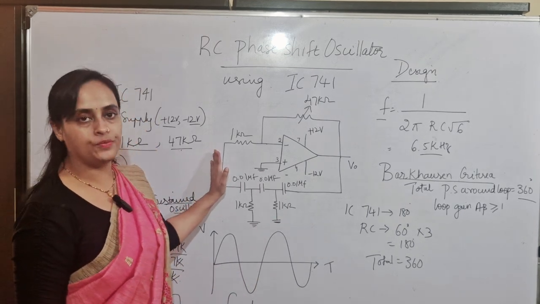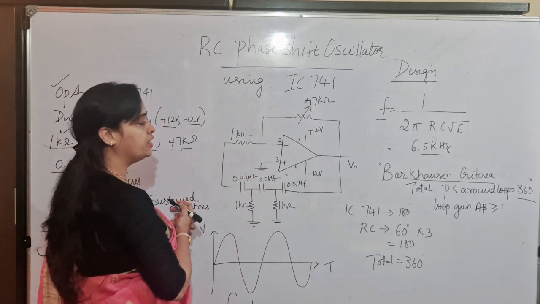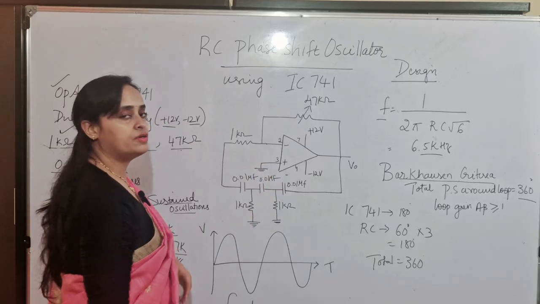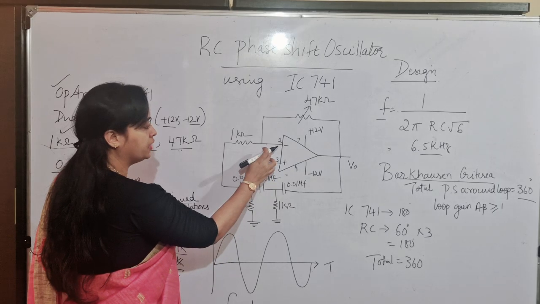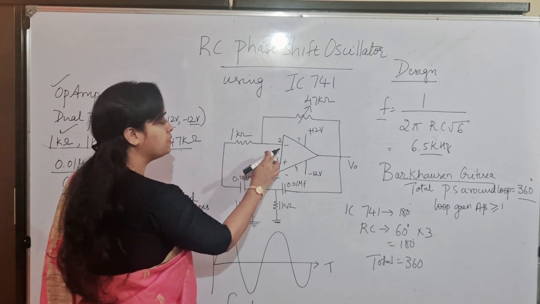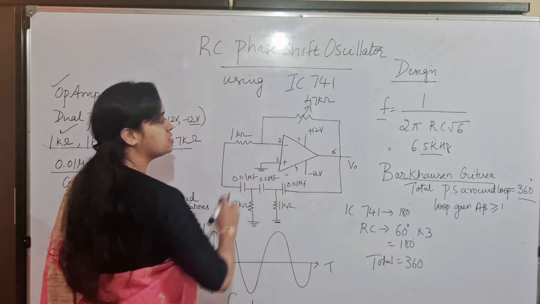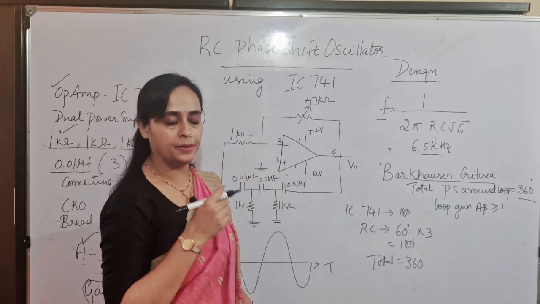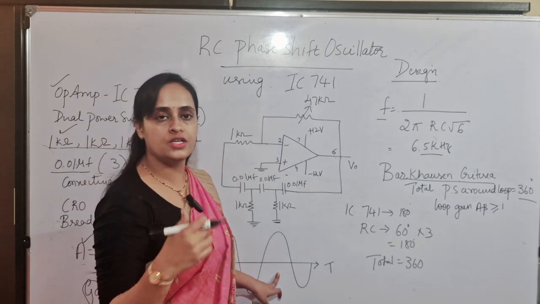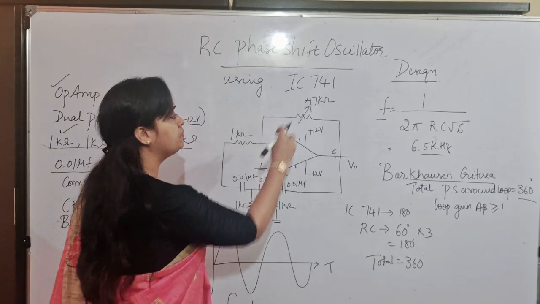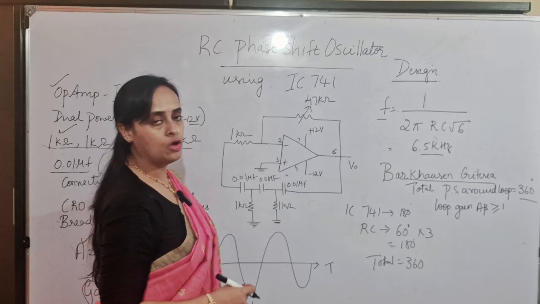Now let's see practically how to connect. As usual, the breadboard will be taken. Pin number 2 is the inverting terminal. Pin number 3 is the non-inverting terminal. The non-inverting terminal 3 should be grounded, and pin number 2 should be connected to 1 kilo ohm. At the same time, between pin number 2 and pin number 6, that is the output pin, we have the feedback resistor 47 kilo ohm, which is actually variable. If the output generated is not sustained oscillations or oscillations are not generated properly, this resistance value can be varied to adjust the oscillations.